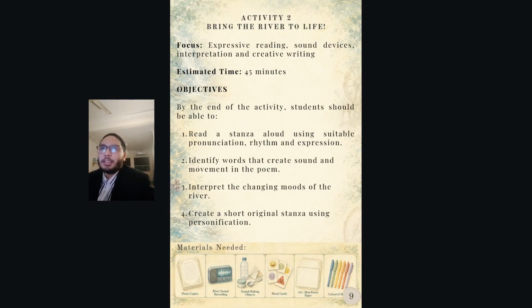Then the second activity is Bringing the River to Life. They will have expressive reading, and then they will use audio devices, and then they have interpretation and creative writing.